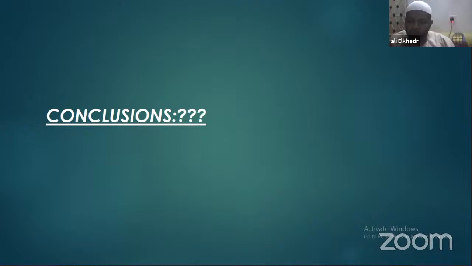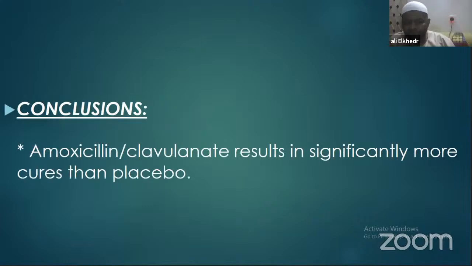Exactly. And what would be your recommendation regarding the medical practice? To use amoxicillin clavulinate in treating acute bacterial sinusitis in children aged 1 year to 10 years. So this research confirms that amoxicillin clavulinate is effective in treatment of acute bacterial sinusitis more than placebo, or amoxicillin clavulinate results in significant cures of acute bacterial sinusitis more than placebo.